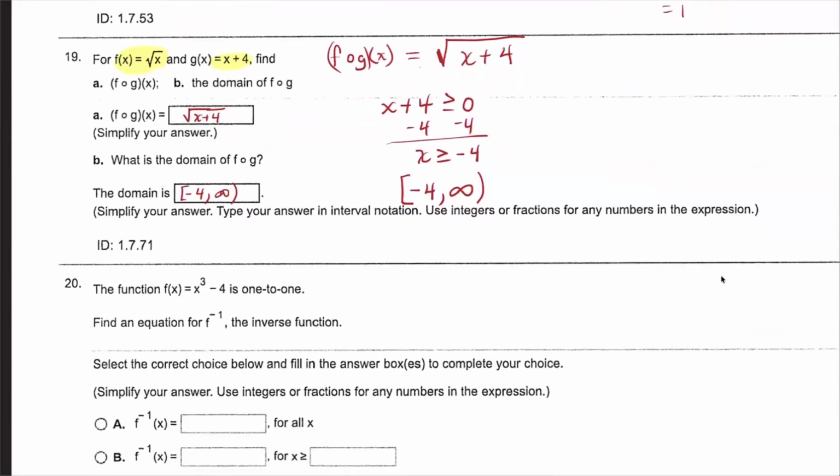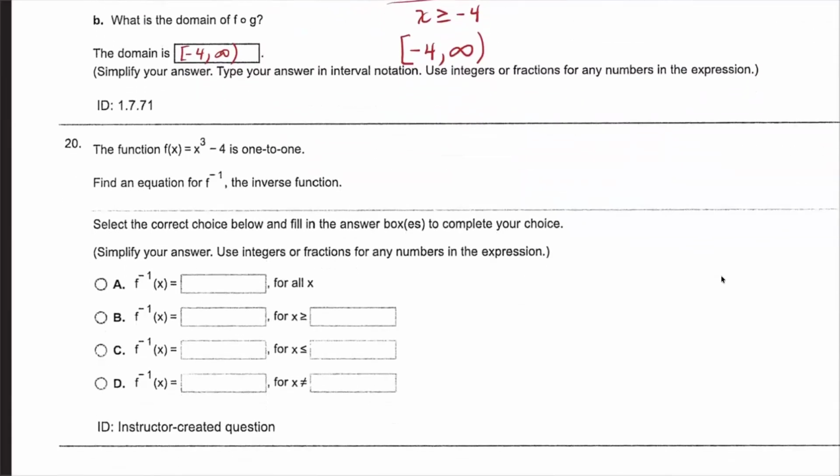All right. The function number 20, f of x equals x cubed minus 4, is a one-to-one function. When it tells you that it's one-to-one, that means it definitely has an inverse. And so they're saying now find an equation for the inverse. So the way you do that is you start off with what you're given. You're given f of x equals x cubed minus 4. You replace the f of x with y.